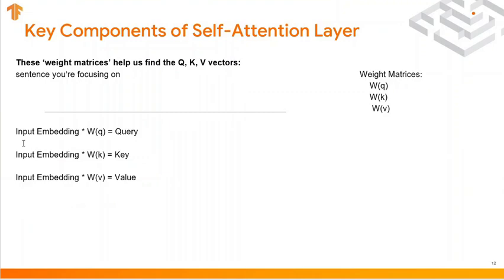Third part is the weighted matrices. Weighted matrices basically help us find the computations of the query, key, and value vectors. These are just weighted matrices that allow you to find the vectors, which are passed to the attention layer. That allows you to get the matrices, which you can simply pass to the further attention layer.